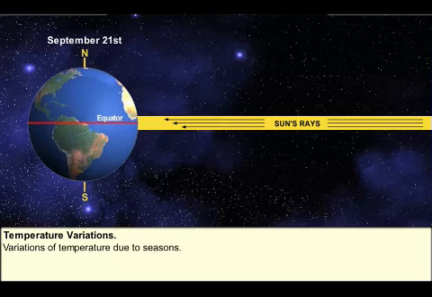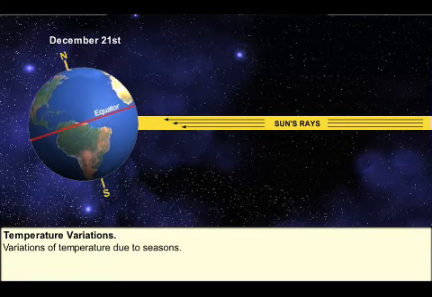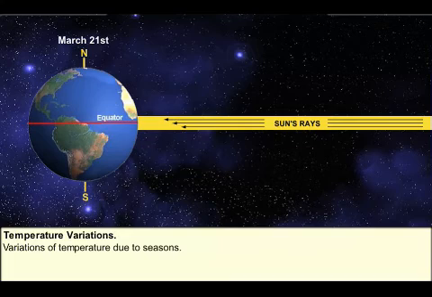However, on September the 21st, notice that the solar radiation is striking the equator at 90 degrees. This is called the autumnal equinox. On December the 21st, the Sun lies directly over the Tropic of Capricorn, which is 23.5 degrees south. The diagram now shows the summer season in the southern hemisphere and the winter season in the northern hemisphere. On March the 21st, the Sun is directly over the equator again. This is called the vernal equinox.